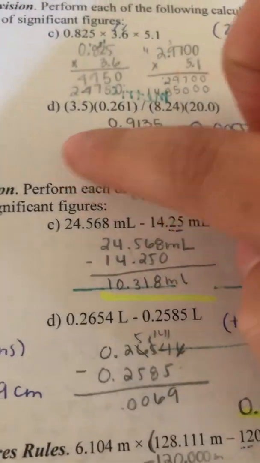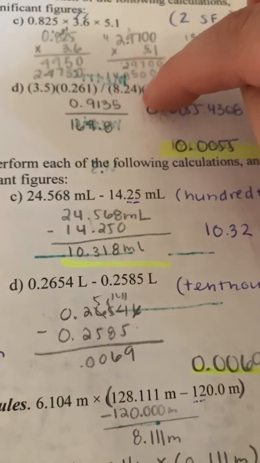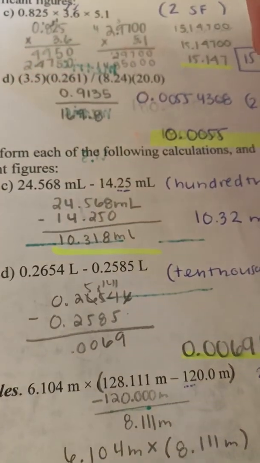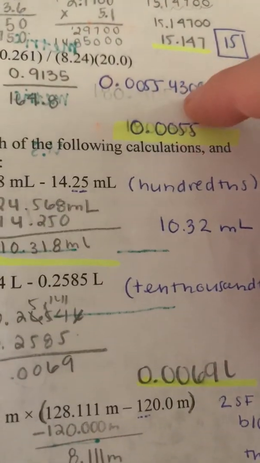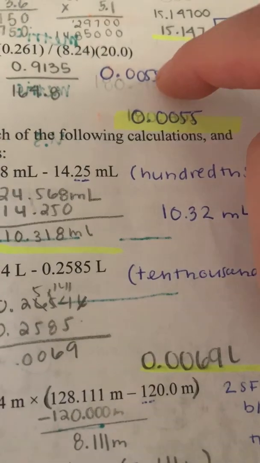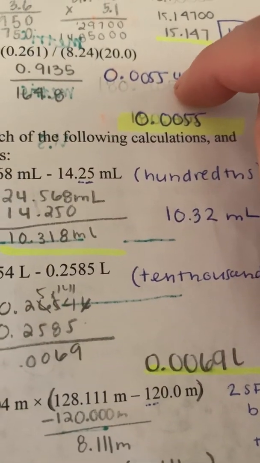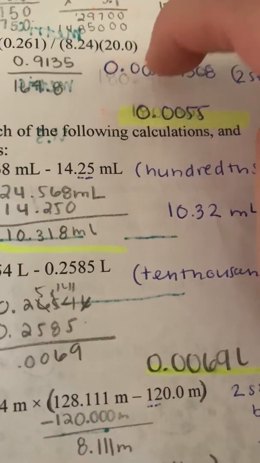And last but not least, I did all of this, and my smallest sig fig was 2. I did all my work and I got this answer, 0.00554308. I know I need 2 sig figs, and the 4 was smaller, so I don't round it up. I leave it at 0.0055.